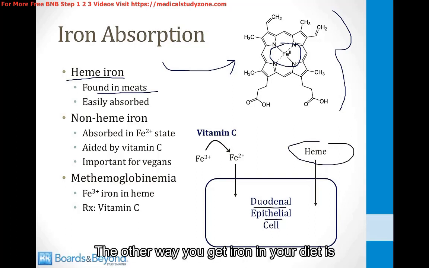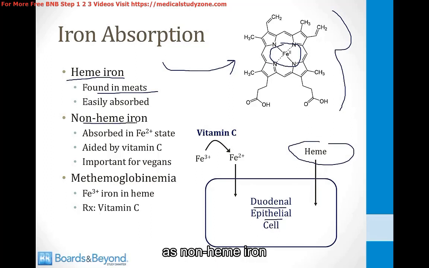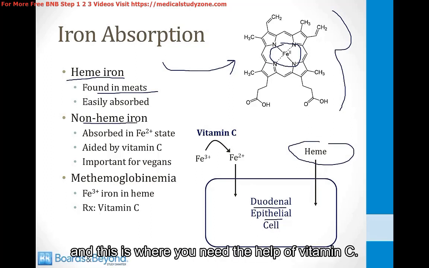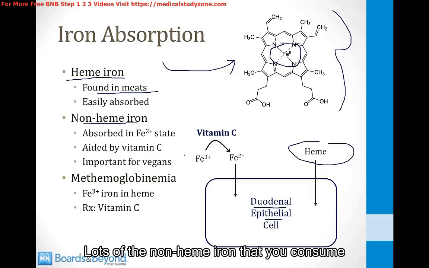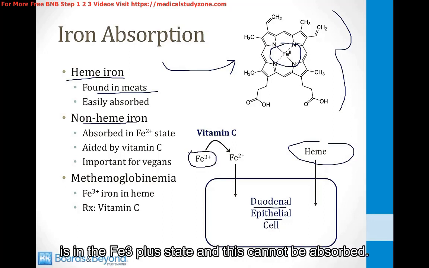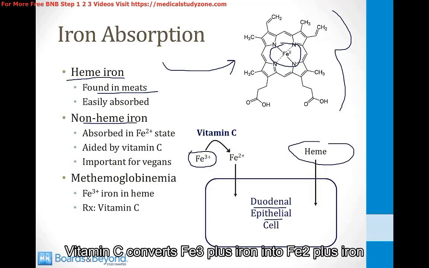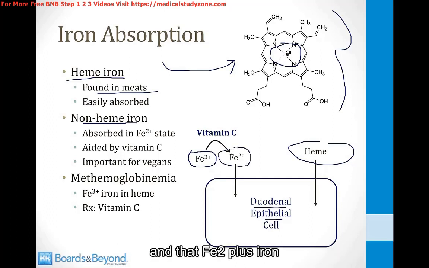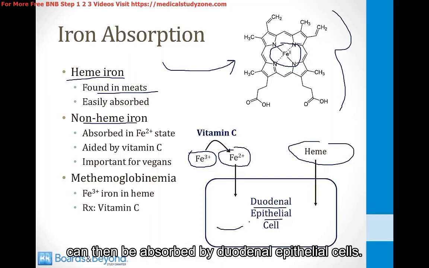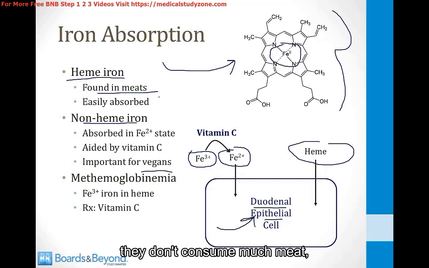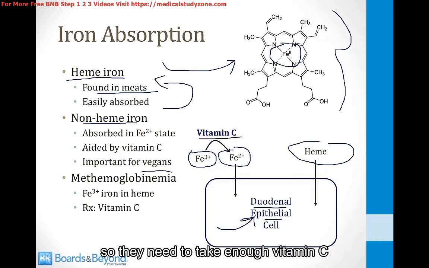The other way you get iron in your diet is as non-heme iron, and this is where you need the help of vitamin C. Lots of the non-heme iron that you consume is in the Fe3+ state, and this cannot be absorbed. Vitamin C converts Fe3+ iron into Fe2+ iron, and that Fe2+ iron can then be absorbed by duodenal epithelial cells. And this is especially important for vegans. They don't consume much meat, so they get very little heme iron. So they need to take enough vitamin C so that they can absorb all the iron in the Fe2+ state.